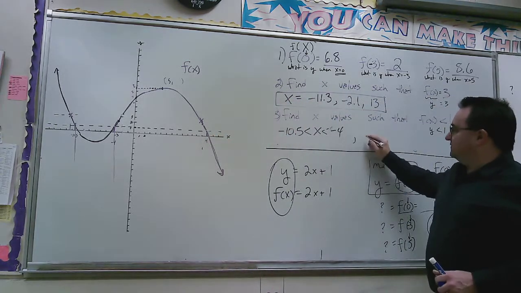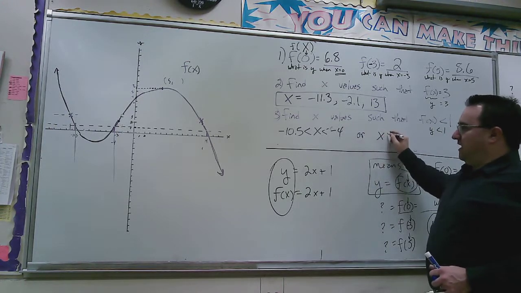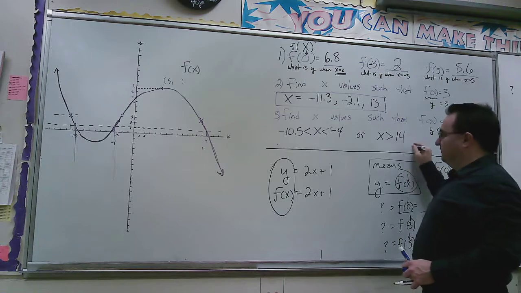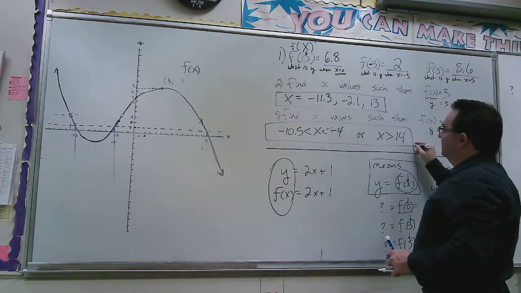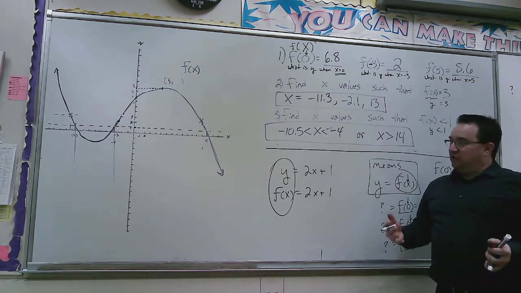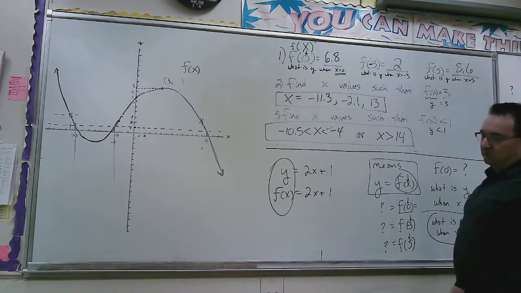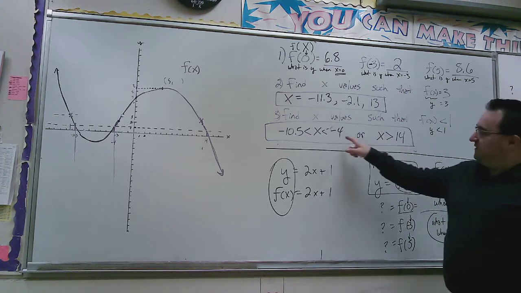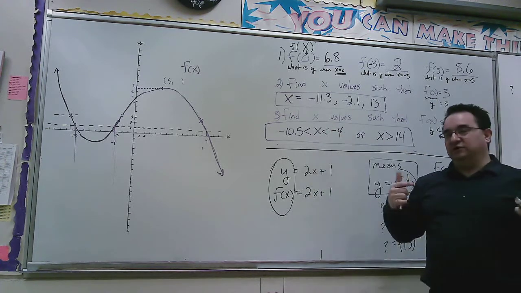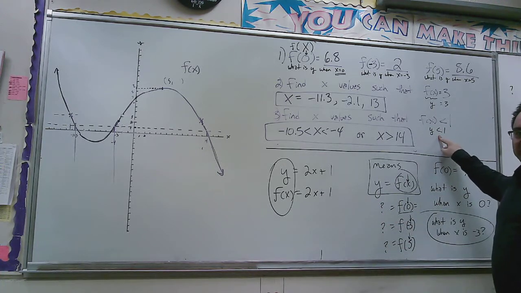So it is also, so I'm going to put, or x is greater than 14. That is everywhere where that curve is below the y equals, I said that really badly. This lists everywhere that the curve is less than 1, where the y values are less than 1, where the curve exists below y equals 1.